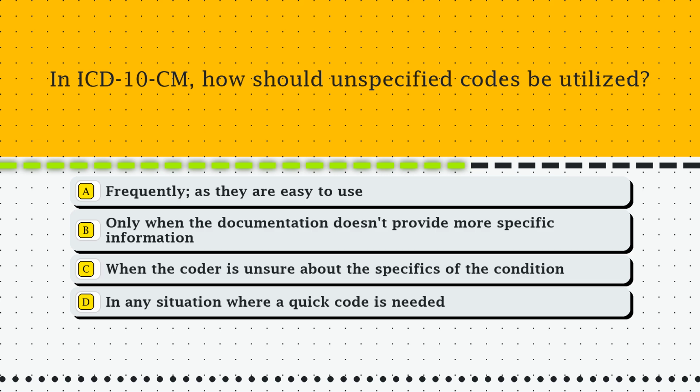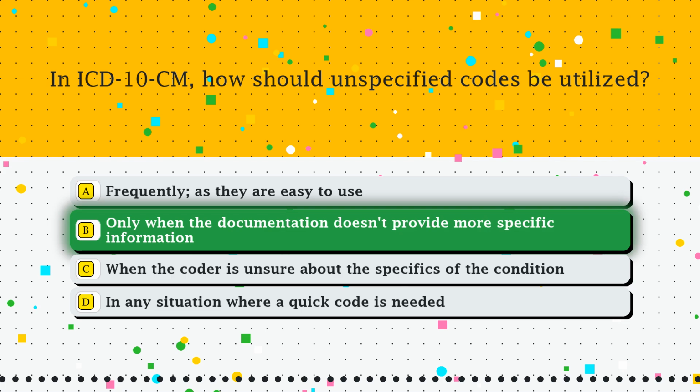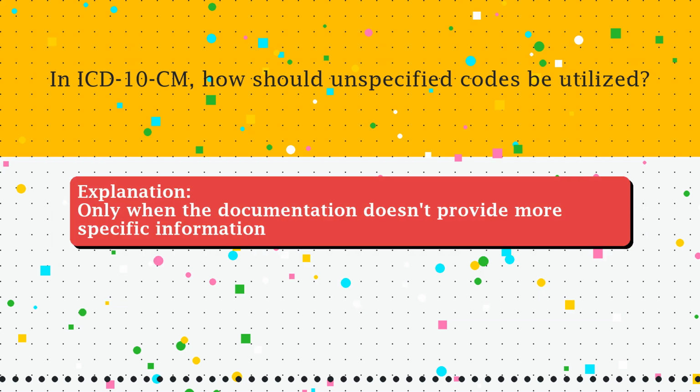Option A, frequently, as they are easy to use. Option B, only when the documentation doesn't provide more specific information. Option C, when the coder is unsure about the specifics of the condition. Option D, in any situation where a quick code is needed. The correct answer is option B, only when the documentation doesn't provide more specific information.